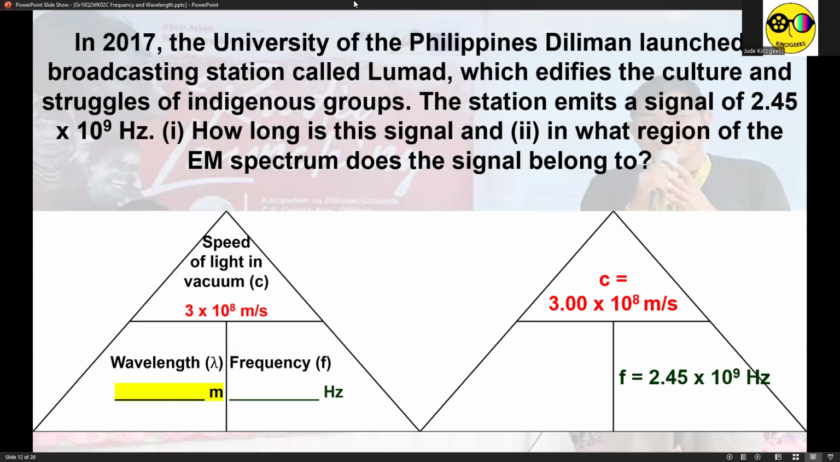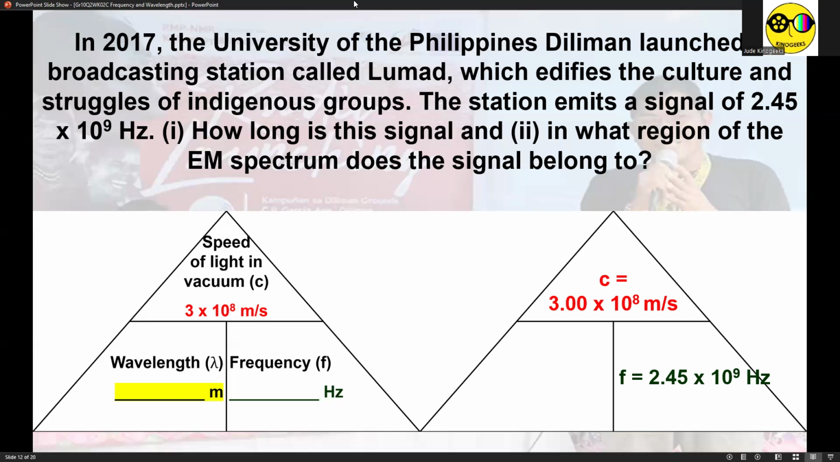And based on the first question, how long is the signal? The quantity that we're being asked to solve for is the wavelength. And we have two values given already, one at the top and one at the bottom. So in order to get the wavelength, we have to divide the speed of light in vacuum by frequency.